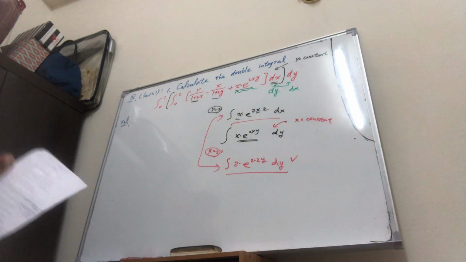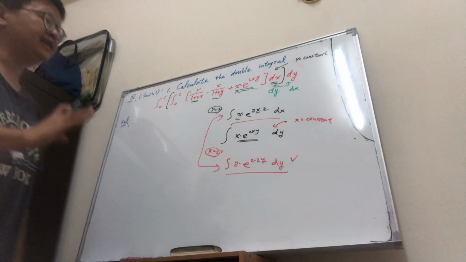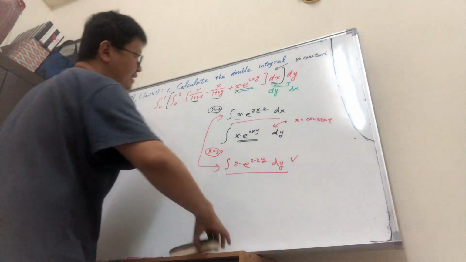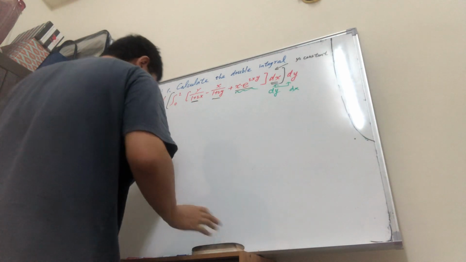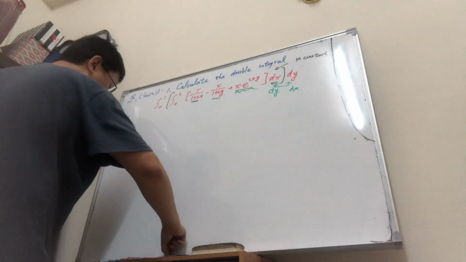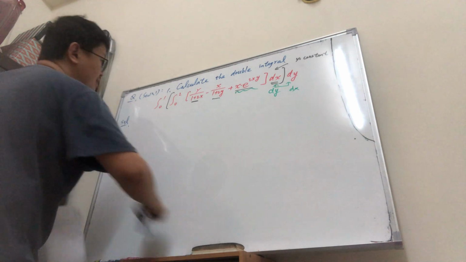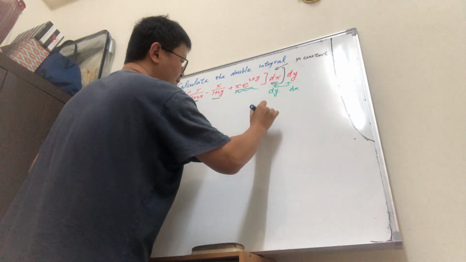So how could we interchange dx and dy? The reason is that we have the Fubini theorem. Fubini theorem is the most important result in this section. Even in the next section, it's also the most important result.